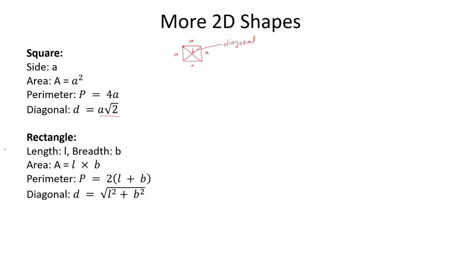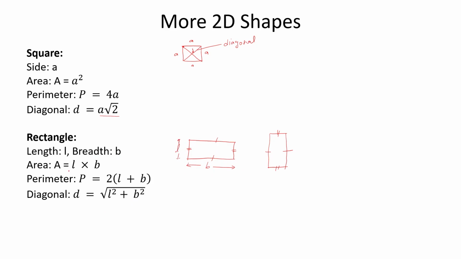Next shape is a rectangle. What is a rectangle? Rectangle is a shape of this kind. It means two sides are equal. This is equal to this. This is equal to this. So, any two sides are equal. This is your rectangle. So, let's say width. This side is generally known as the width of a rectangle and this is known as the length of a rectangle.